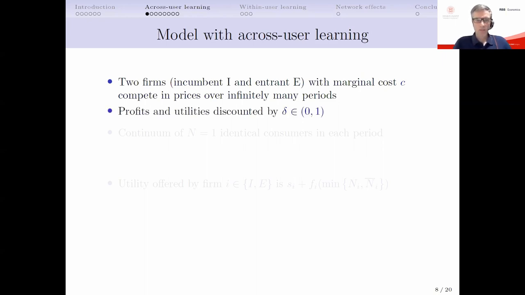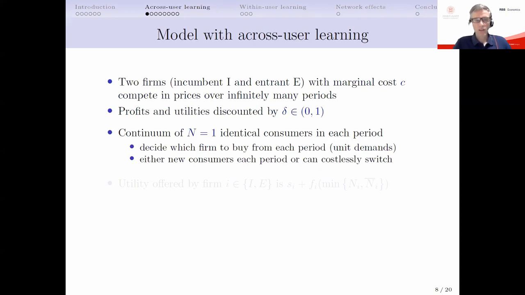There's going to be a common discount factor delta. And then there's a continuum, large N equals one, measure one, of identical consumers in each period. They decide which firm to buy from each period. They have unit demands. And either you can think of these as being a new set of consumers every period, or you can think of there being infinitely lived consumers who can costlessly switch period by period. Either interpretation is actually fine, and it could be a combination of the two. It makes no difference to the analysis.